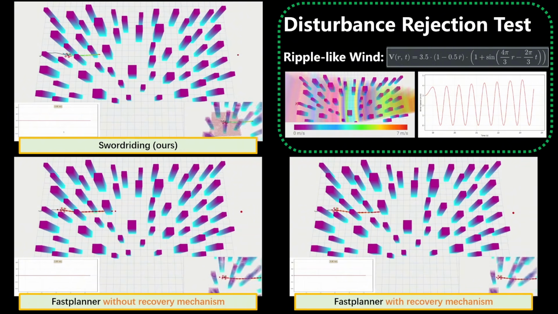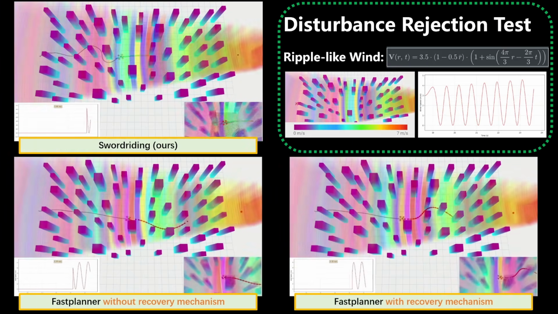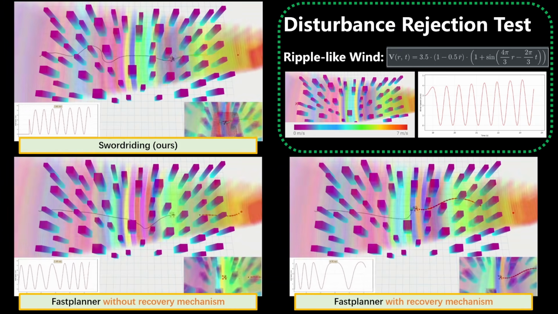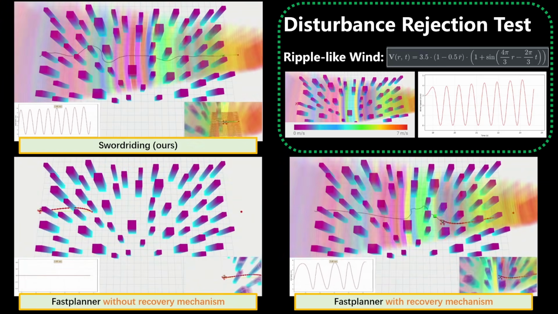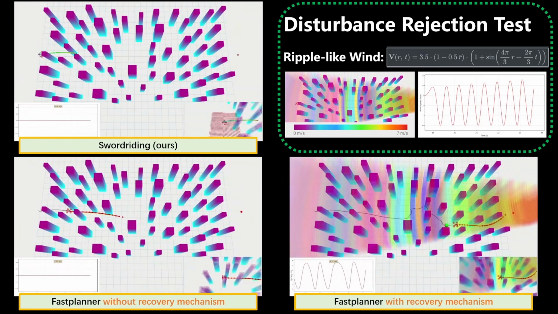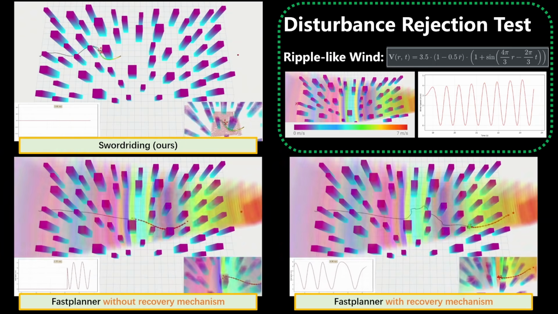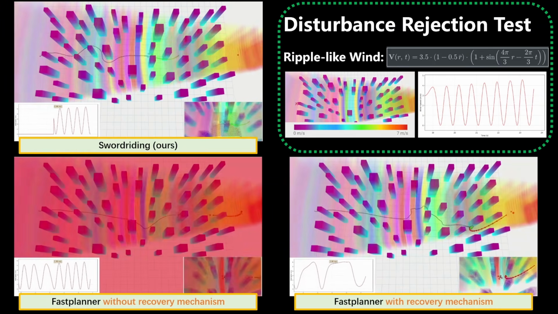In the disturbance rejection test, a comparison was made between our method and the fast planner with and without a recovery mechanism. A ripple-like wind disturbance was applied. After the disturbance was introduced, our method was able to continue following the trajectory smoothly, while the compared methods exhibited deviation from the trajectory.